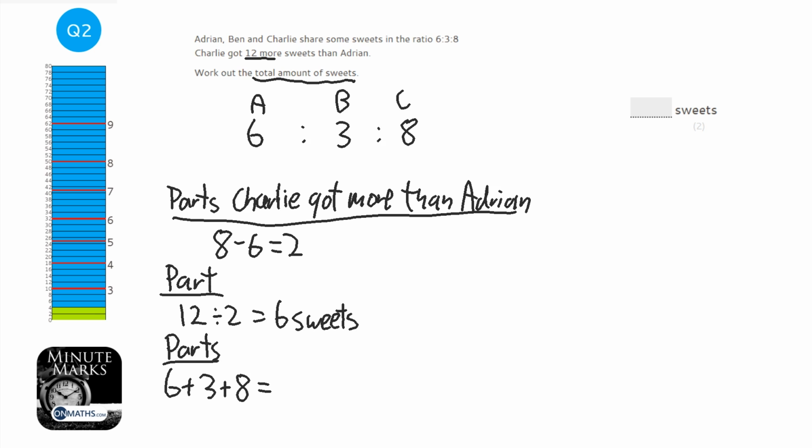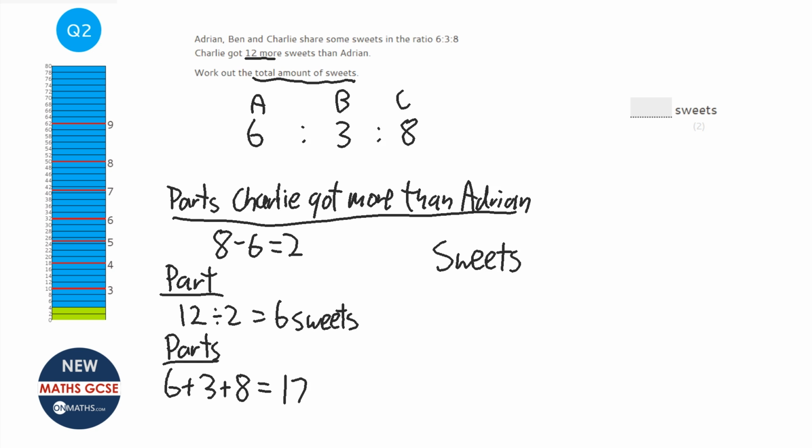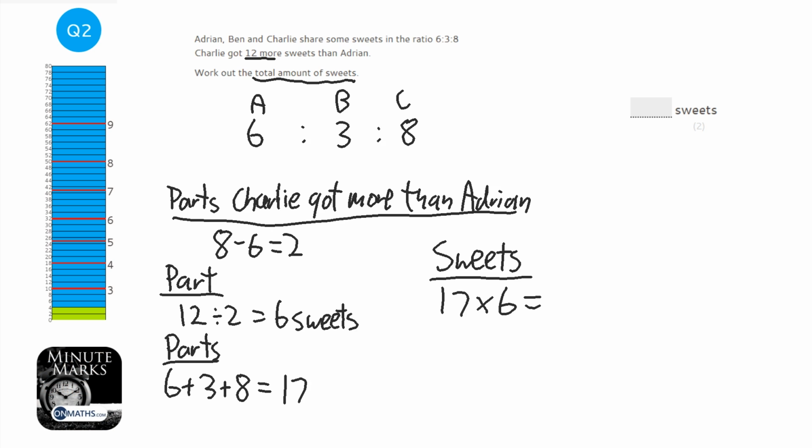Now I know 6 plus 8 is 14, plus 3 is 17. So we've got 17 parts in total. Each of them is worth 6 sweets. So to work out the amount of sweets, we do 17 times 6. Now we could do 7 times 6, which is 42, 10 times 6, which is 60. So add the 2 together, it's 102. So there are 102 sweets altogether.